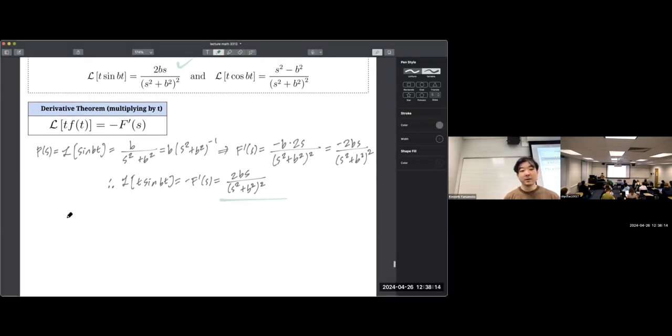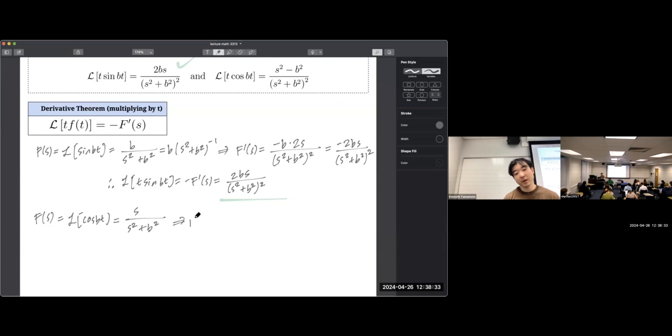Okay, so this one's very quick as well. The function we want is cosine of bt. So the Laplace transform of cosine of bt is very similar to the sine. It's just s on the top instead. This will be s squared plus b squared. And then you can take the derivative.